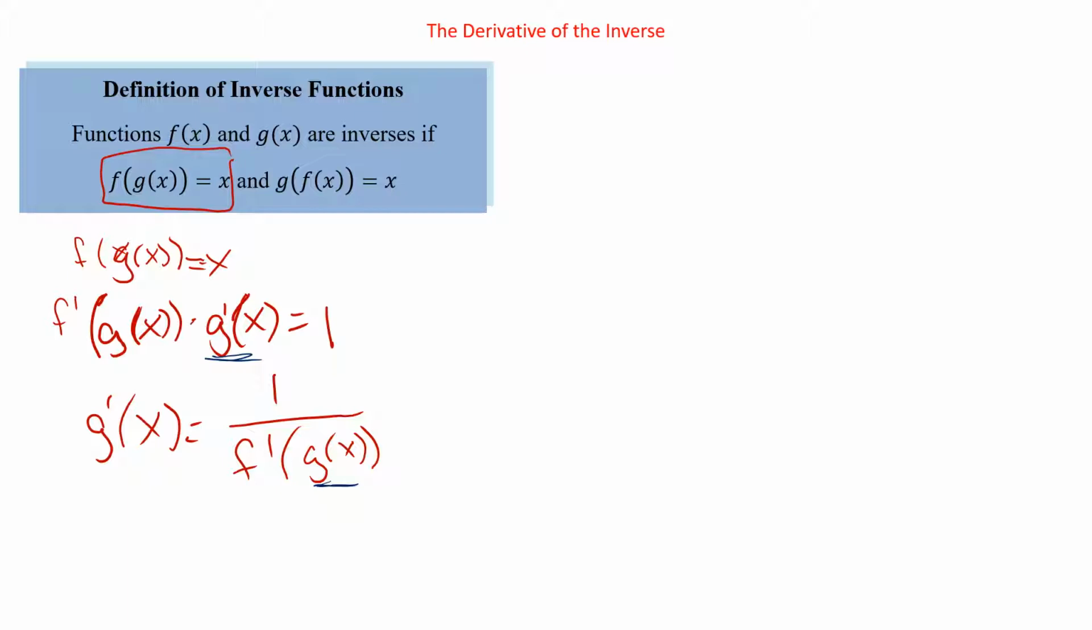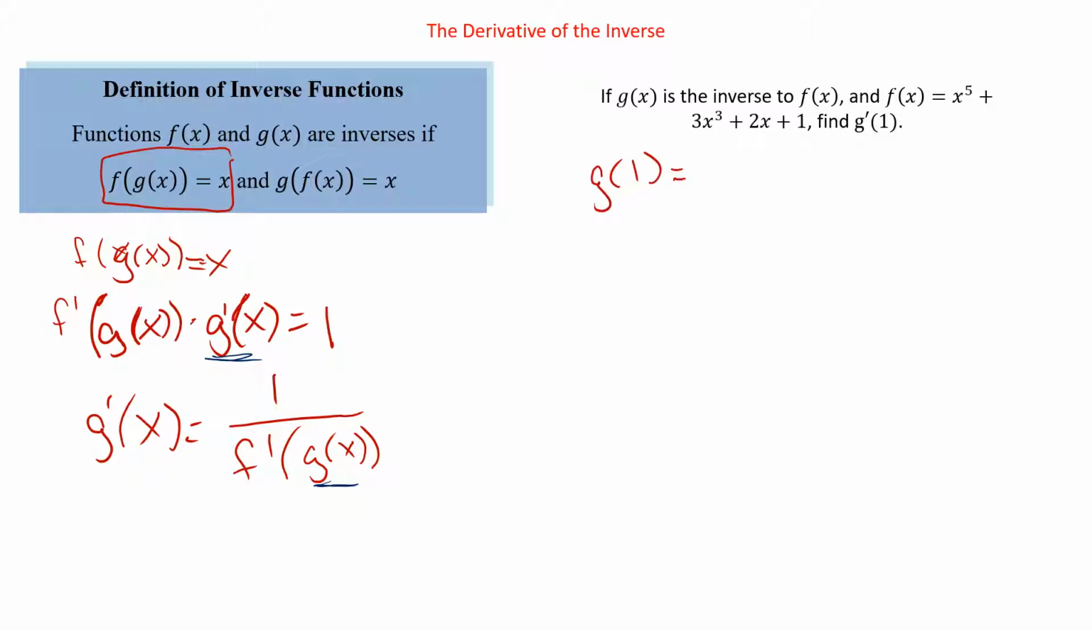We're just going to have to figure out what g of that point is and what the derivative is, and then plug it in. So if we look at a question, this would be the same one that we saw on the last slide. f of x equals x to the fifth plus 3x cubed plus 2x plus 1. We need to find g prime of 1. So to do that, we need to know a couple things. We need to know g of 1, which is what we just did on the last slide, if you remember. g of 1 in this case equals 0, but we just plug that in for the y value of f of x, and then we solve for x.